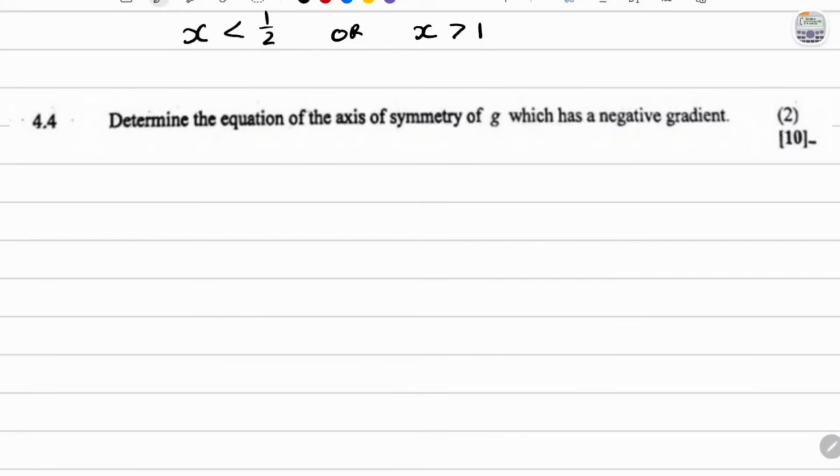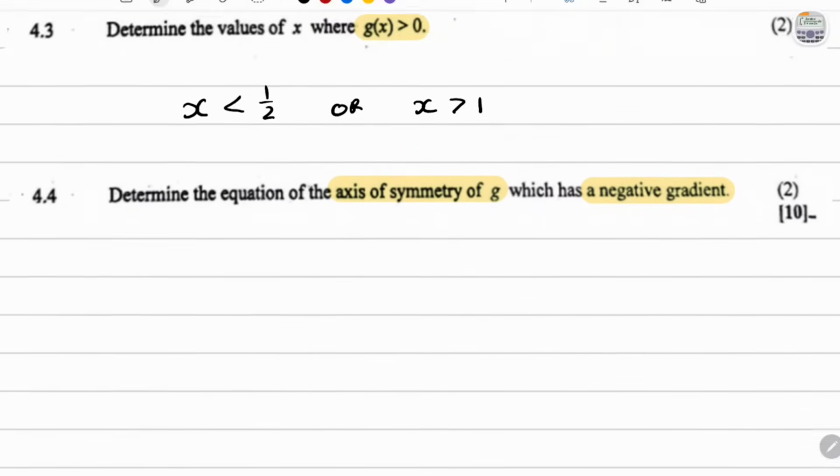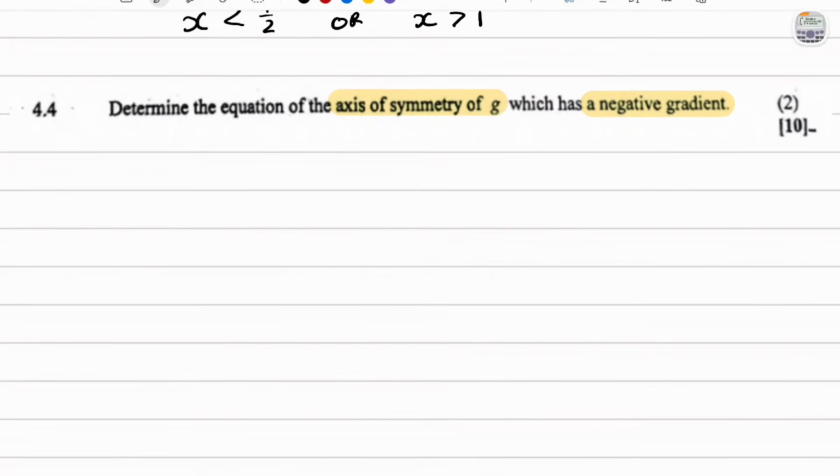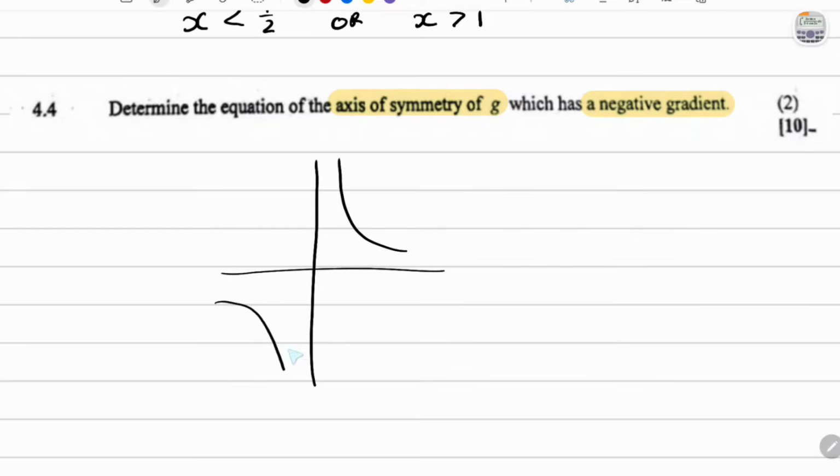The next question says, determine the equation of the axis of symmetry of g which has a negative gradient. Okay, they've been very nice in these questions, honestly speaking. So the whole question 4 was really good. Axis of symmetry, we have to think about it like this. Okay, so you see a hyperbola. If you have a hyperbola, whether it is the one with a positive a value or negative a value does not matter. It will have two axes of symmetry.